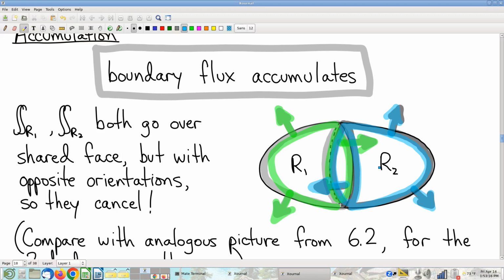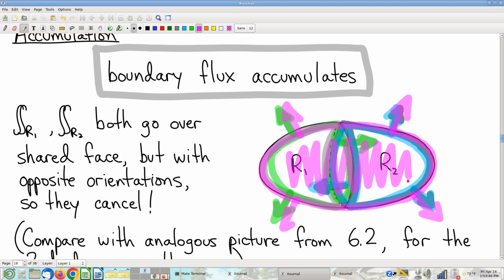Now, to accumulate, what we would need is for this green boundary flux and this blue boundary flux to add up to the boundary flux for the whole region. This is what the boundary flux would look like for the solid as a whole. For that solid as a whole, there's the boundary, there's outward. Are these the same? Is green plus blue equal to purple?